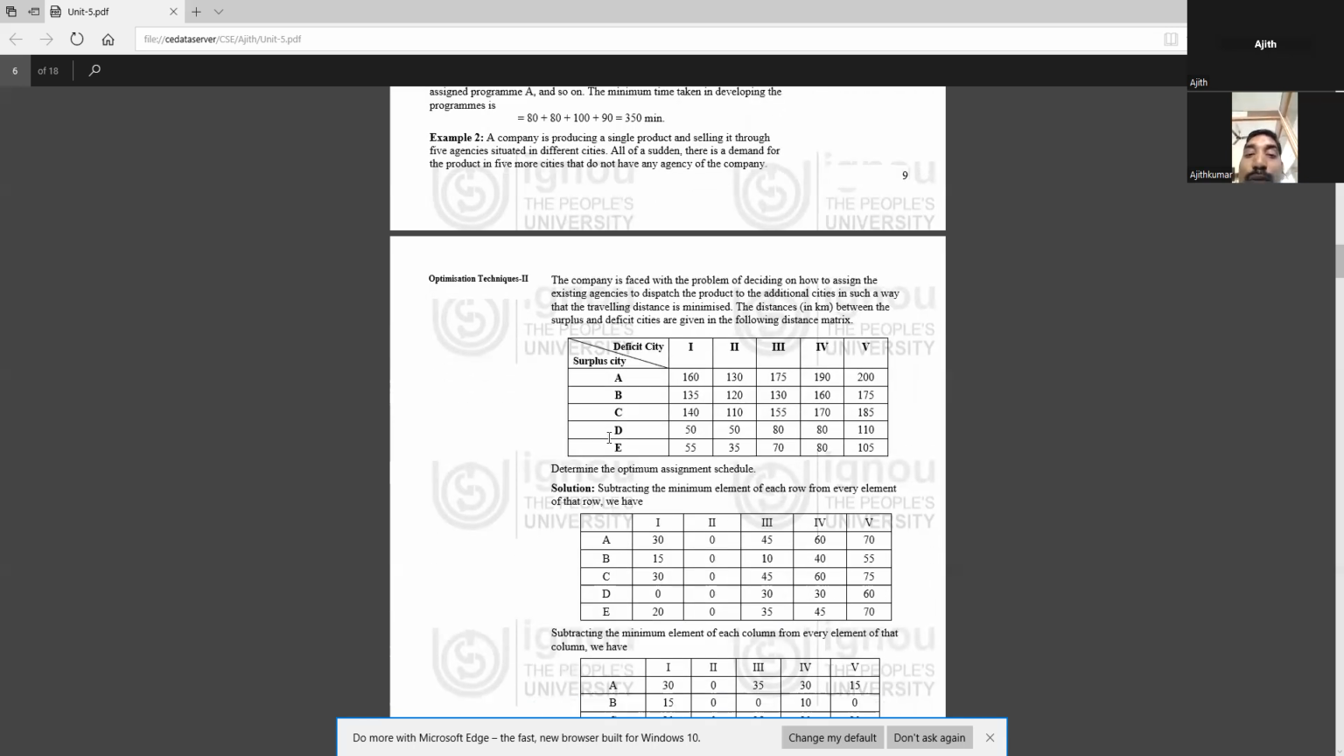And then the second problem is: a company is producing a single product, selling it through 5 agencies situated in different cities. All of a sudden, there is a demand for the product in 5 more cities that do not have any agency of the company.